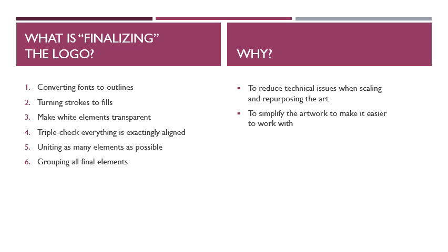You're going to unite as many elements as possible just to reduce the amount of variables in this file, reduce the amount of visual points that are unnecessary. And then you're going to group all your final elements together so that no matter where somebody clicks, they will select the whole logo of your file. Why are we doing this? We're doing this to reduce the technical issues that could arise when scaling and repurposing the art.